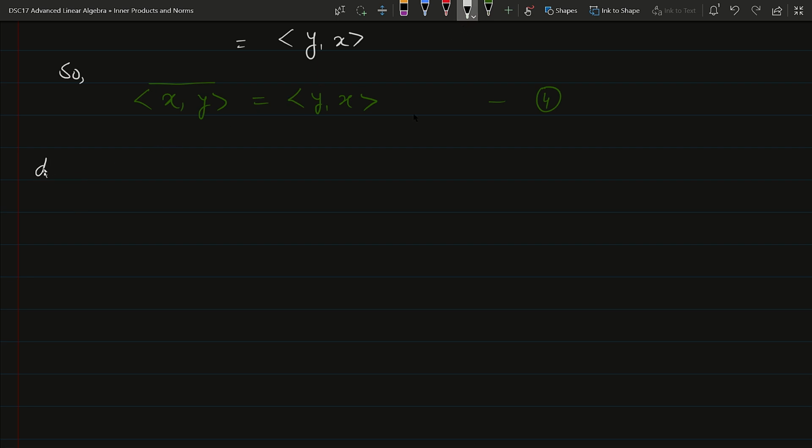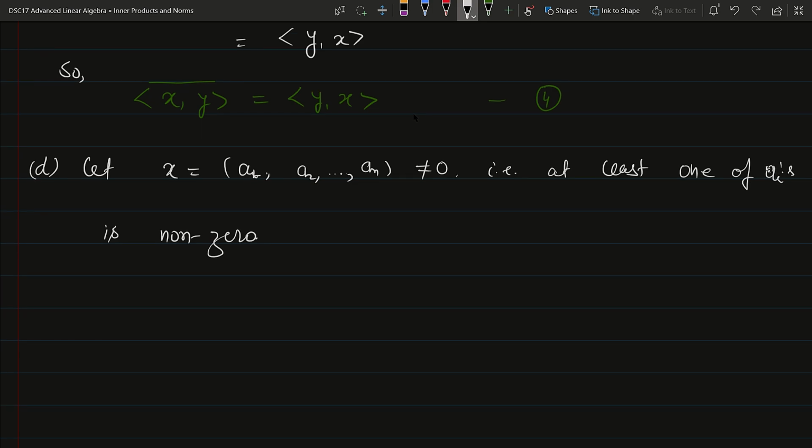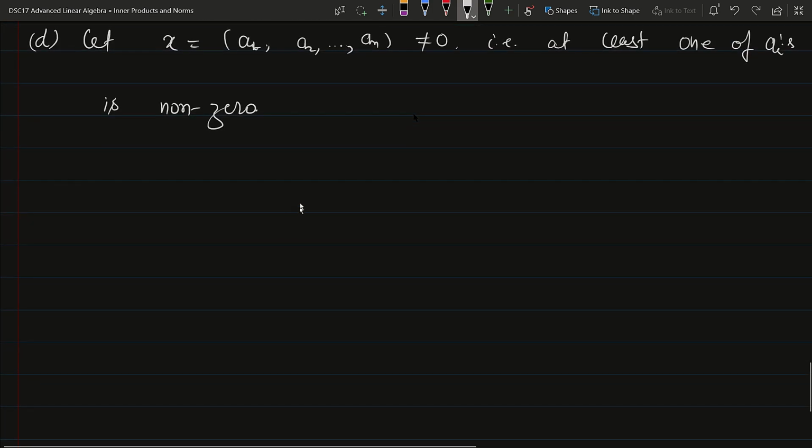Okay, now let x equal a1 comma a2 comma and so on an be not equal to 0, and when we have that some n tuple is not equal to 0, that means at least one of a1, a2, an is non-zero. That is, at least one of the ai's is non zero, and whenever we have a non zero number, its square, that is its mod value, is always positive, and this is the concept we are going to use here.